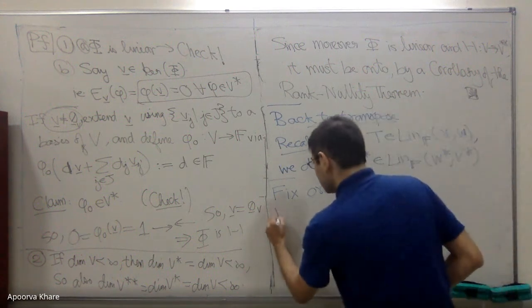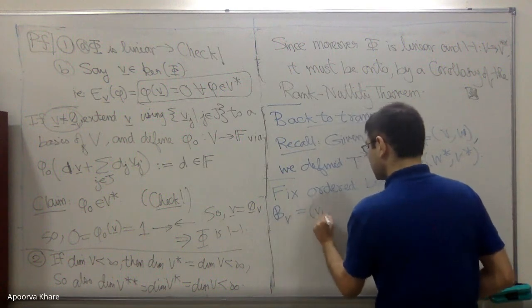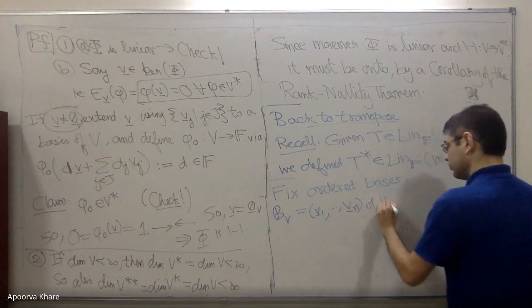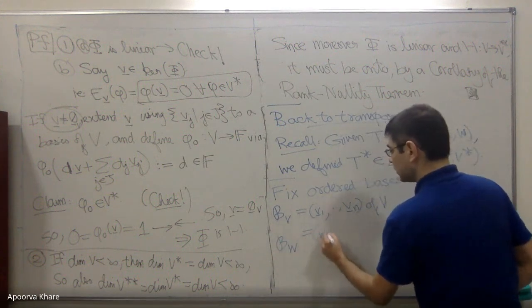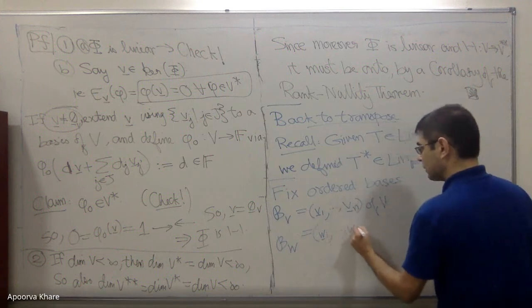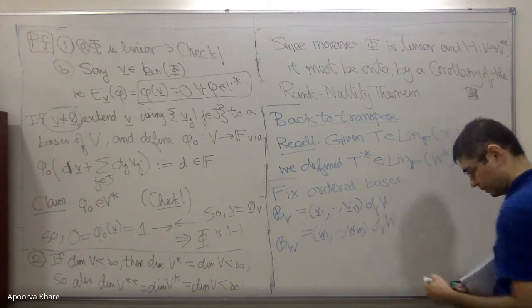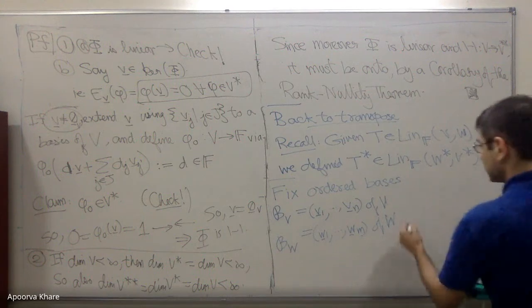So let's say the basis of V equals v1, ..., vn, and the basis of W equals w1, ..., wm. Okay, and with respect to these, I define the dual bases.